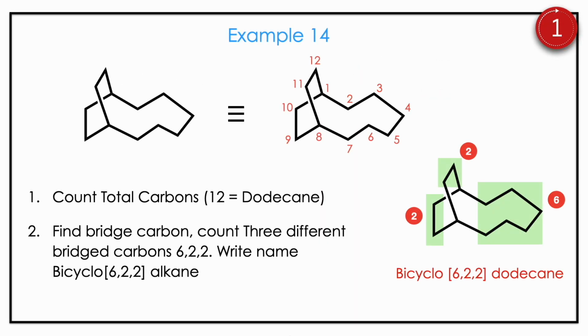Next we see example 14. Here you have bridged carbon with many carbon atoms. So if you look at the total carbon atoms, it is 12. You have to count the bridge and all cycles. So 12 means dodecane. Then you have to number them in the descending way. If you look at it, 6 carbon on one side, 2 carbon on another side. So the name will be bicyclo 6,2,2 dodecane.